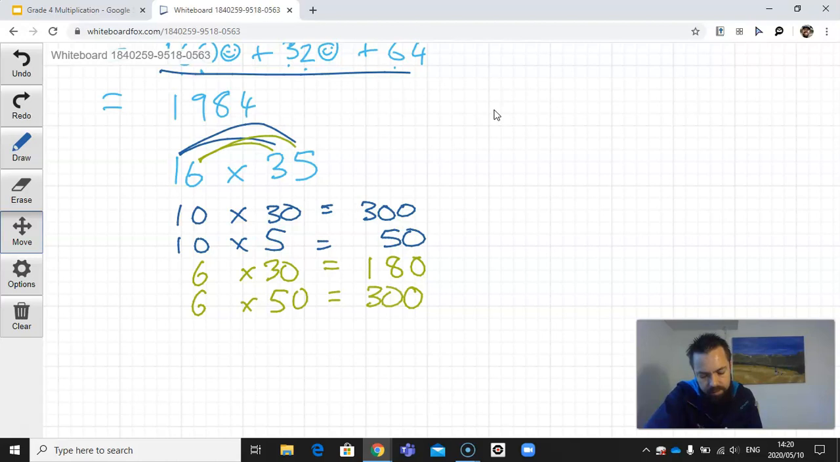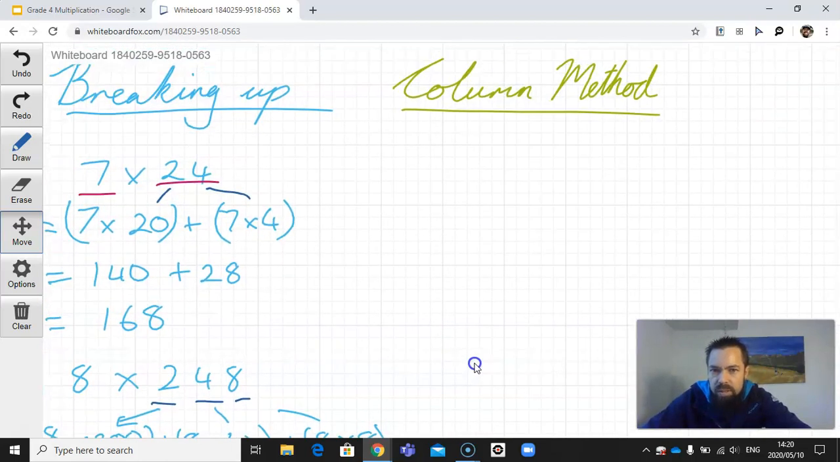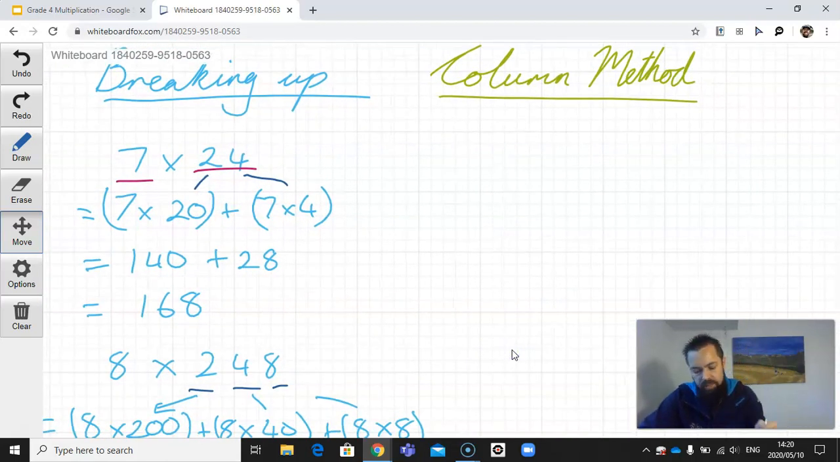And now what I need to do is to just add them together again. So 0, 0, 0, 0. 0 plus 5 is 5, plus 8 plus 0 is 13, carry 1, 4, 5, 6, 7, 8. So the answer is 830. Okay, so again, that's just breaking up. So what I'm going to do now is to use these same numbers, but this time I'm going to use the column method.